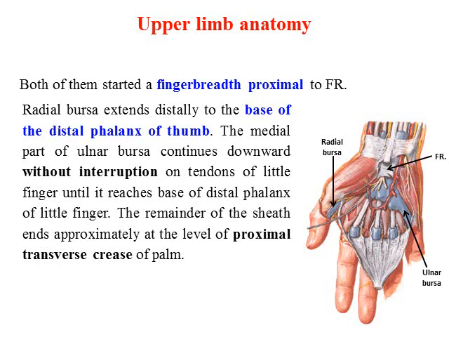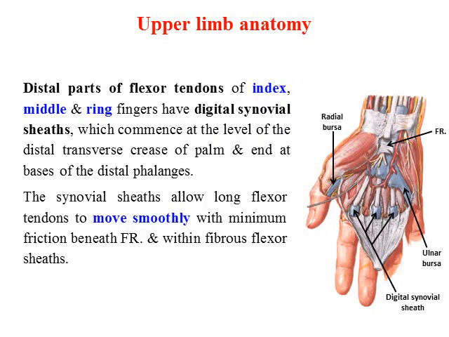The medial part of the ulnar bursa descends downward without interruption on the tendons of the little finger until it reaches the base of the distal phalanx of the little finger, while the remainder of the synovial sheath of the ulnar bursa ends approximately at the level of the proximal transverse crease of the palm.